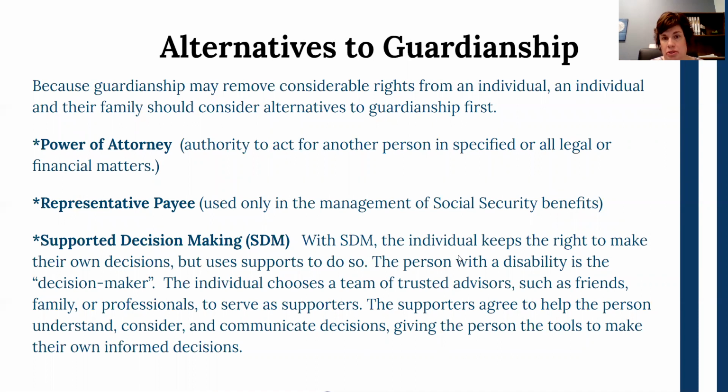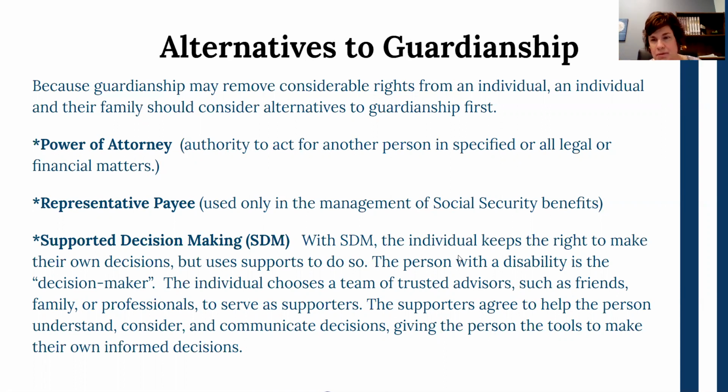So there are some alternatives to guardianship that the team needs to think about. One, we are familiar with the power of attorney, and that is the authority to act for another person in a specific area. And a power of attorney is appointed by the client. They're designating that person as power of attorney.